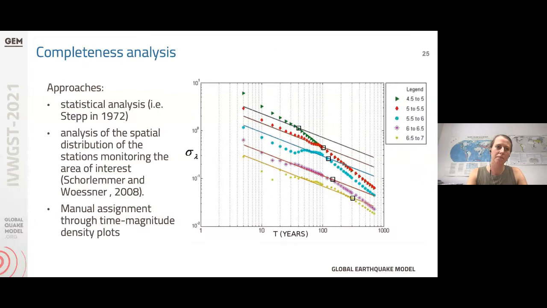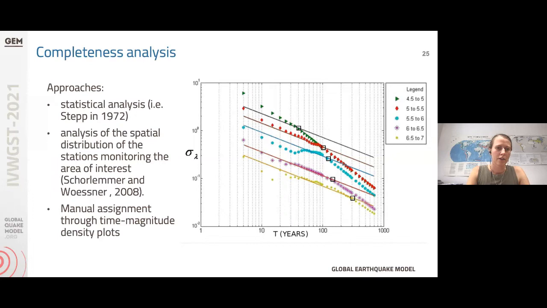There are a number of approaches for determining how complete a catalog is. There are some statistical analyses, like the one shown here on the right side of the screen by STEP. And this is an approach that identifies the completeness magnitude by finding when the observed rate of earthquakes above the completeness magnitude begins to deviate from the expected rate. So iterating through what is assumed to be the completeness magnitude until it's found.